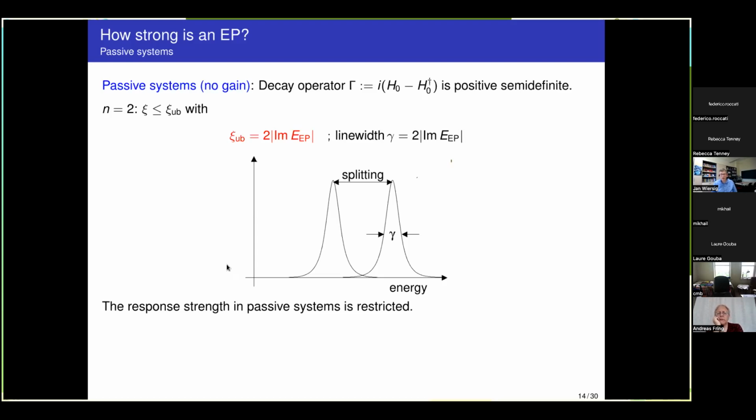You can do the calculation also for n equals 3, so a third order exceptional point. There's also a bound for the spectral response strength. It's given by a different formula. In both cases, let me mention that you get the inequality here and here if the decay operator is of rank 1. That means if it's a single channel loss system.